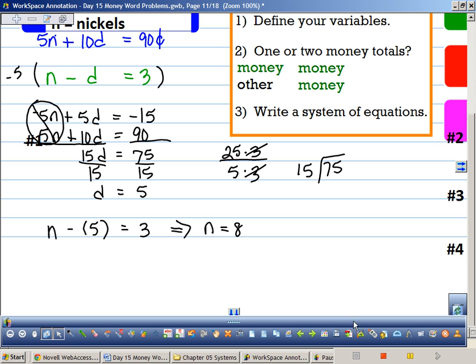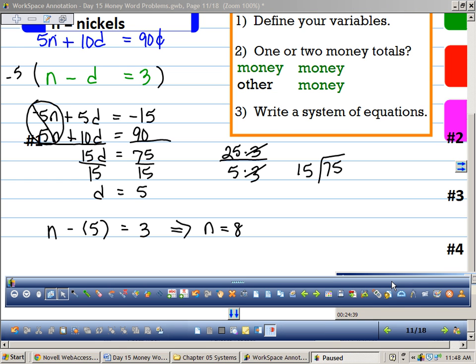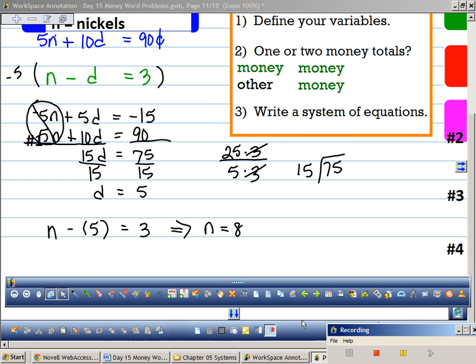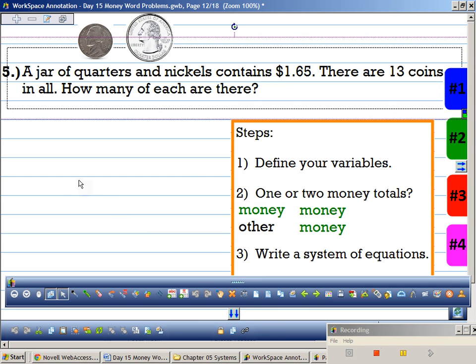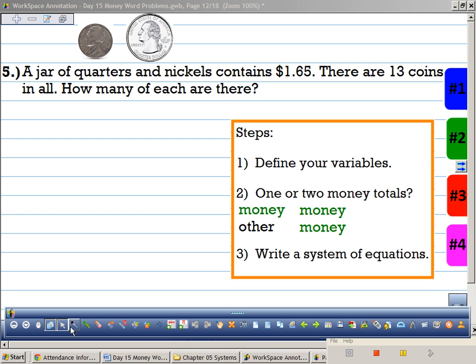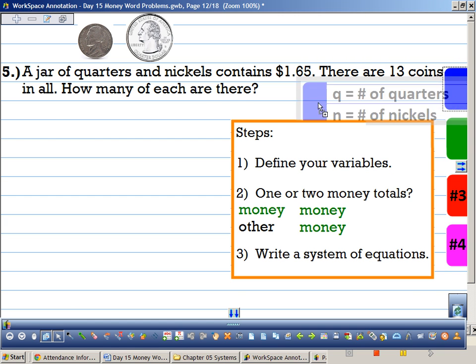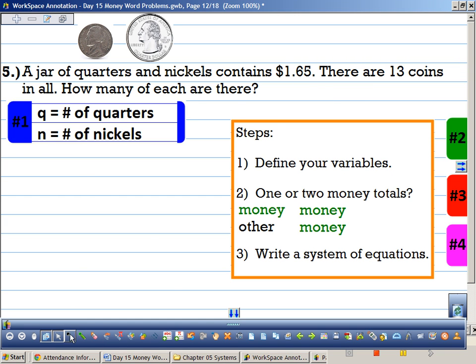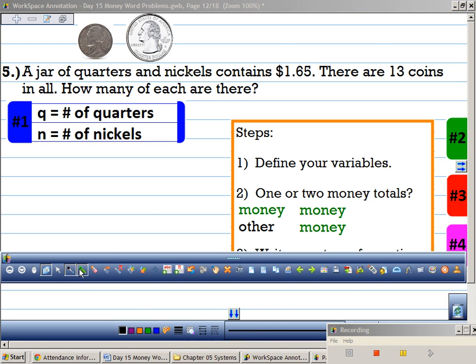Let's do another one. What time are we looking at? 11:48? Okay, try this one on your own, guys. Do one. Okay, so let's define our variable. I figured you guys had this one already. Quarters and nickels. You guys are on freeze.